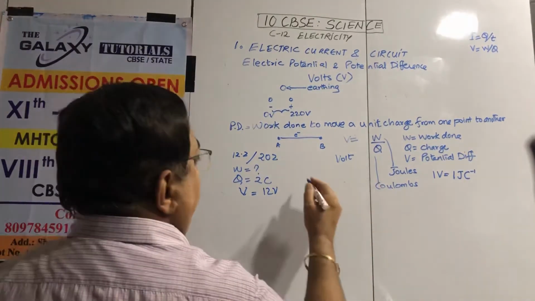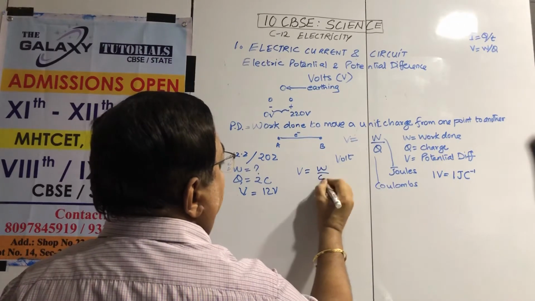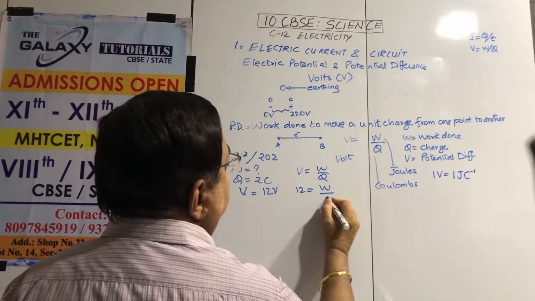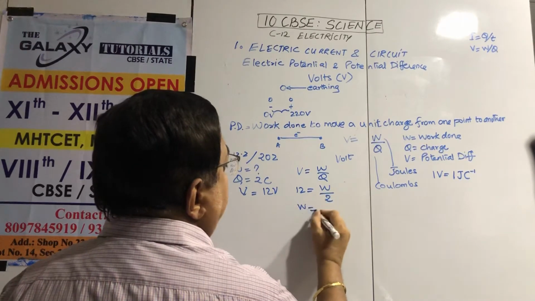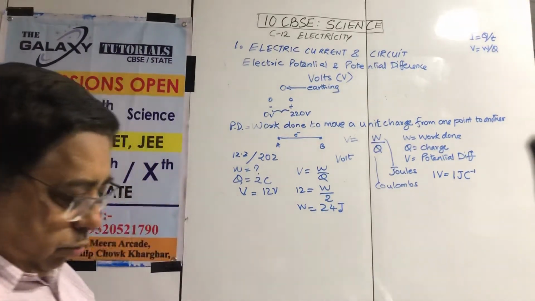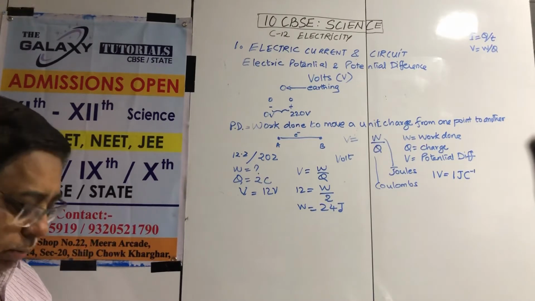So we will use the formula. We have a formula. V is W upon Q. V is 12. W we don't know. Q is 2. Work done is 24 joules. This is how we will do the sum. 1 mark or MCQ. Please have a look.